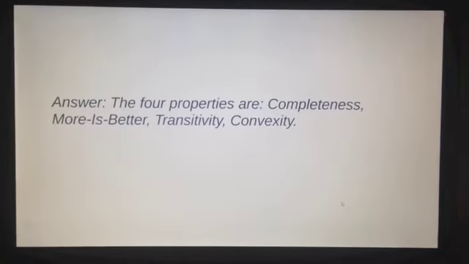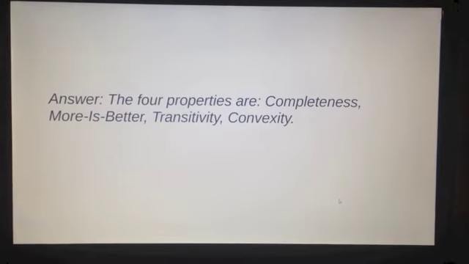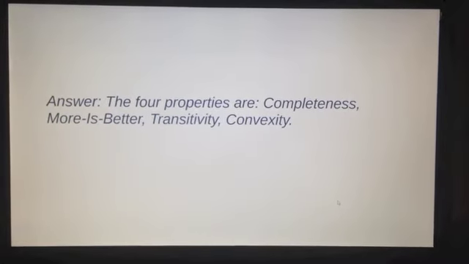The correct answer to this question is completeness, more is better, transitivity, and convexity.